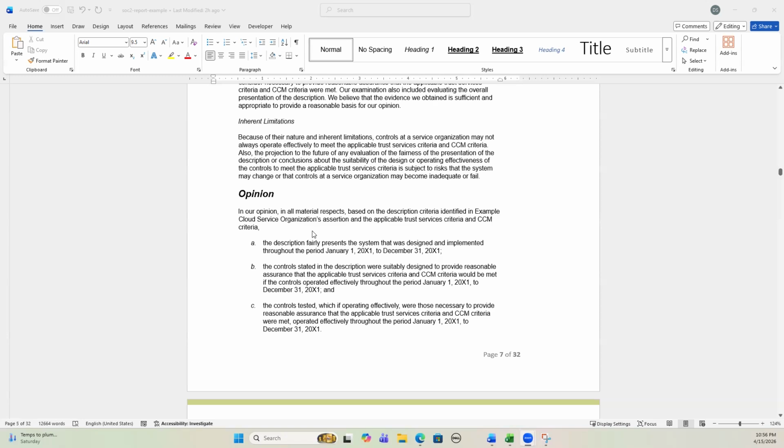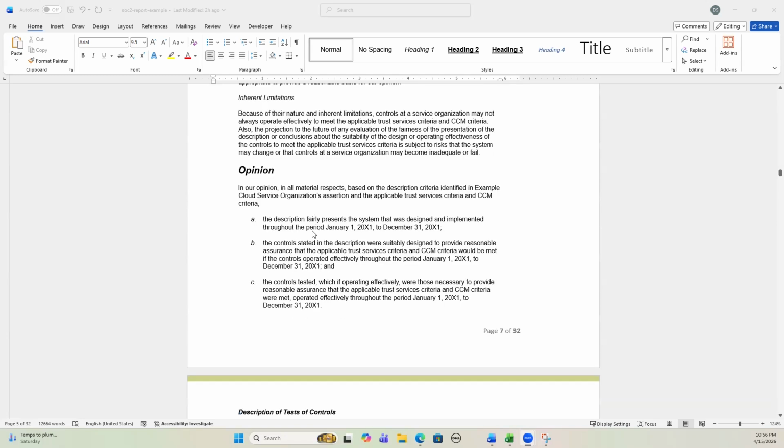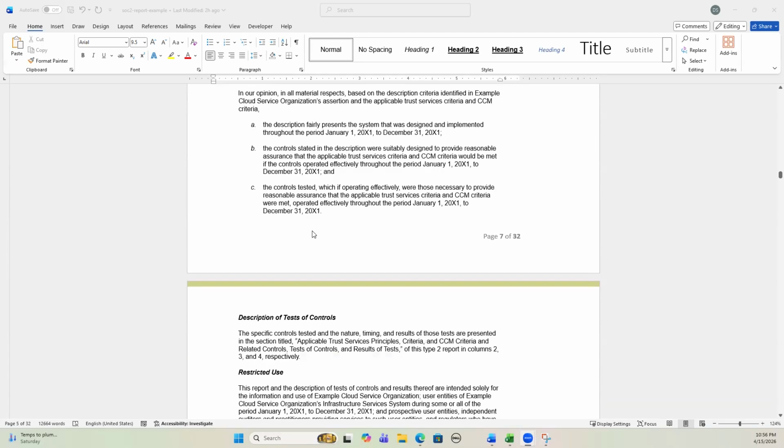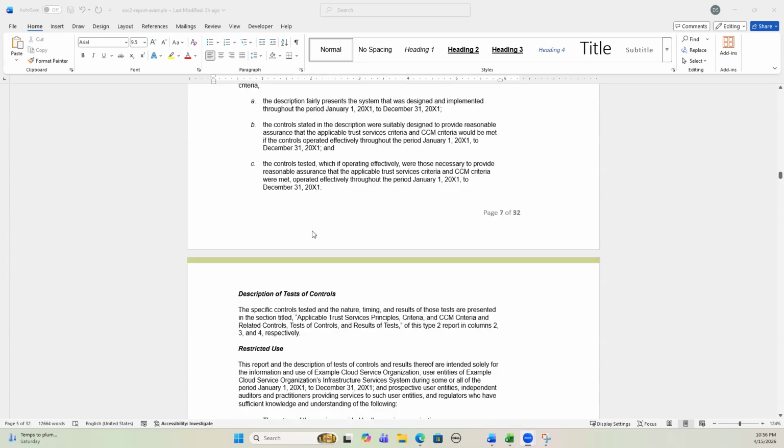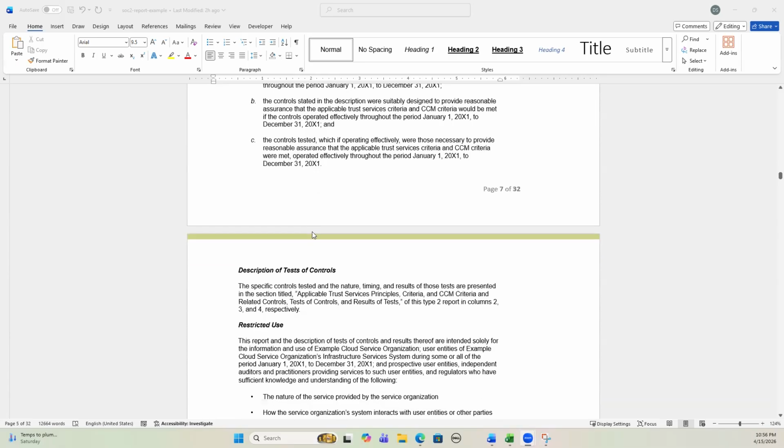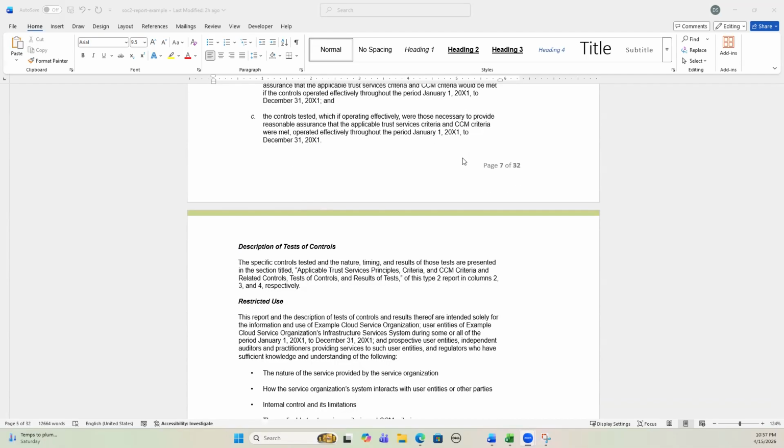Right here in section 2, this is a section where everyone reads first. And ironically, it's the least useful section of the entire report. Here's why. The auditor's opinion tells you whether the controls the vendor described are operating as described. That's it.